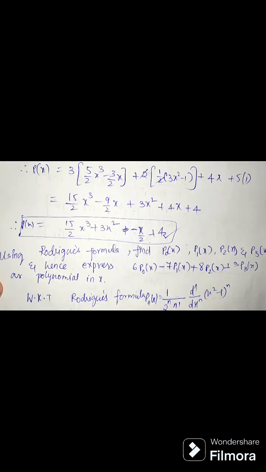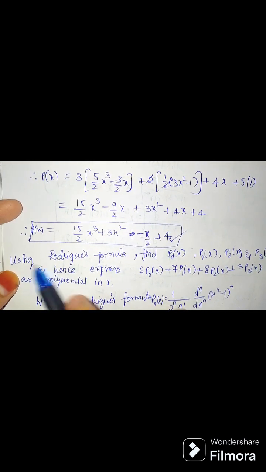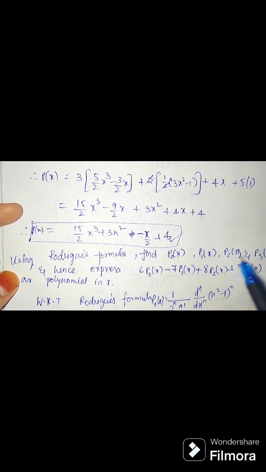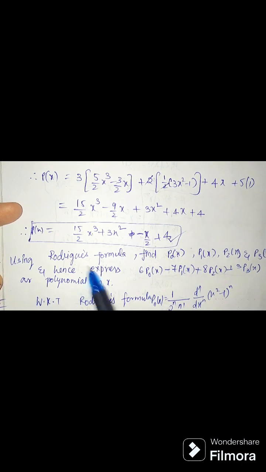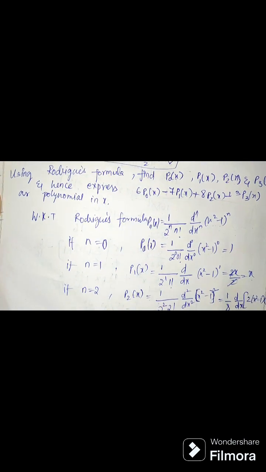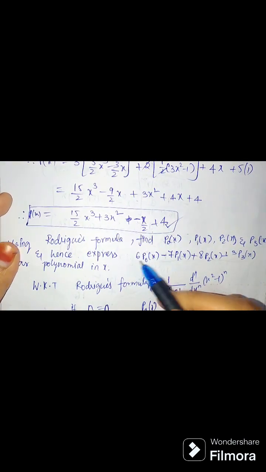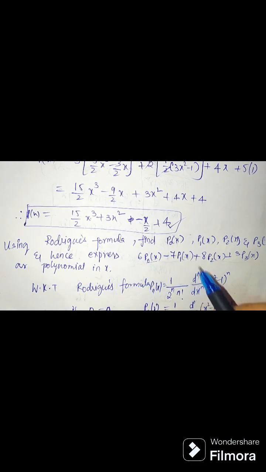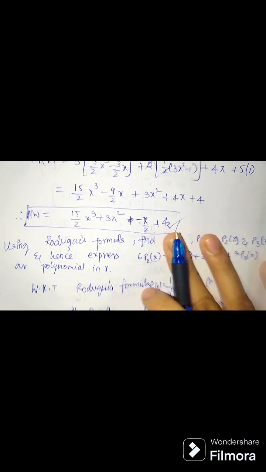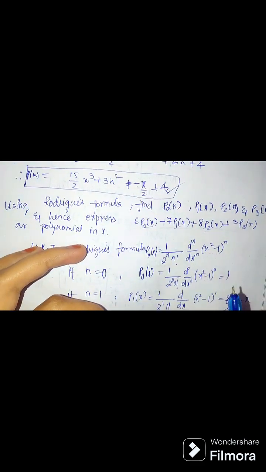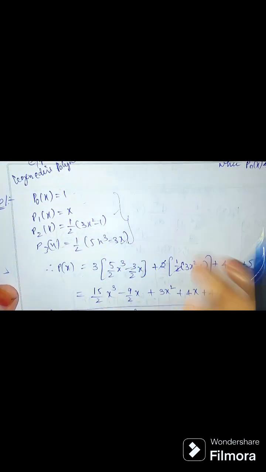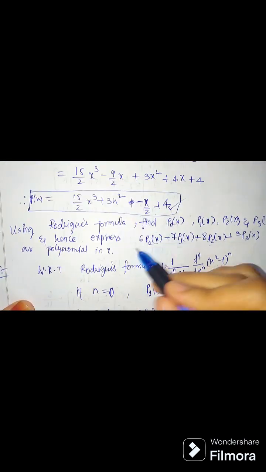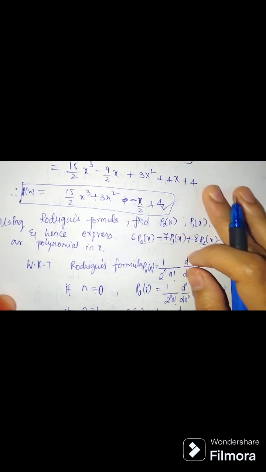A 7 marks question will be like this: using Rodrigues formula, find P0, P1, P2, P3 and hence express this. Okay, first you will find P0, P1, P2, P3, everything. Then, as we did before, to express it, we'll write everything in terms of them. So for 7 marks, we have to completely write the Rodrigues formula, substitute n values, then find that. You should not write like this for 7 marks. You should write the Rodrigues formula and substitute, then substitute in the question. Okay, so for 7 marks, your answer should be very lengthy. No shortcuts.